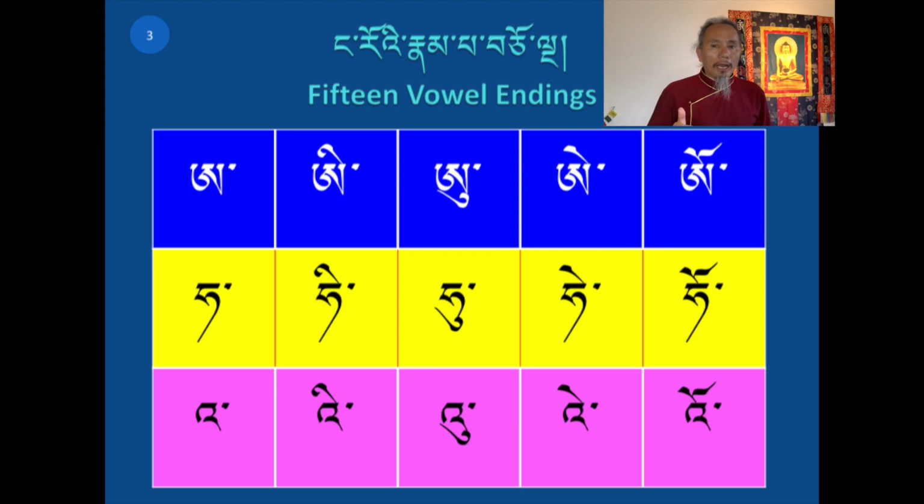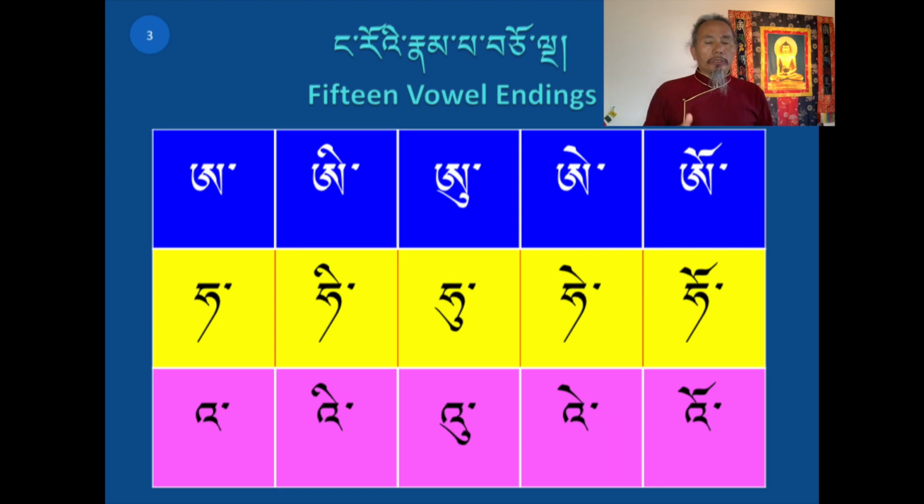So a, i, u, e, o. Repeat. A, i, u, e, o. And there are basically 5 vowels.